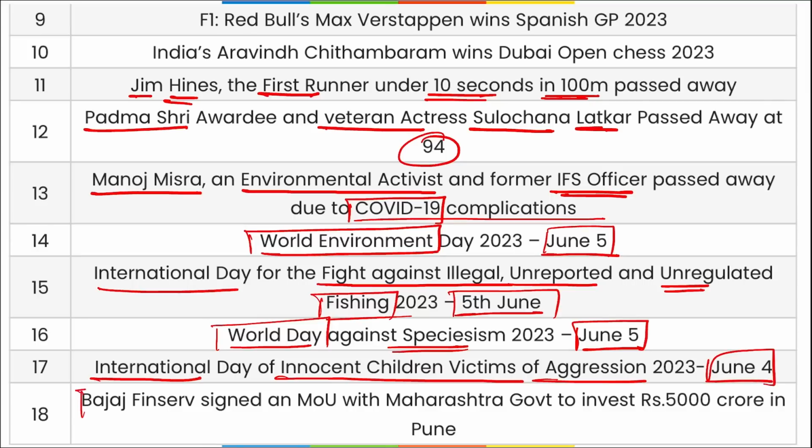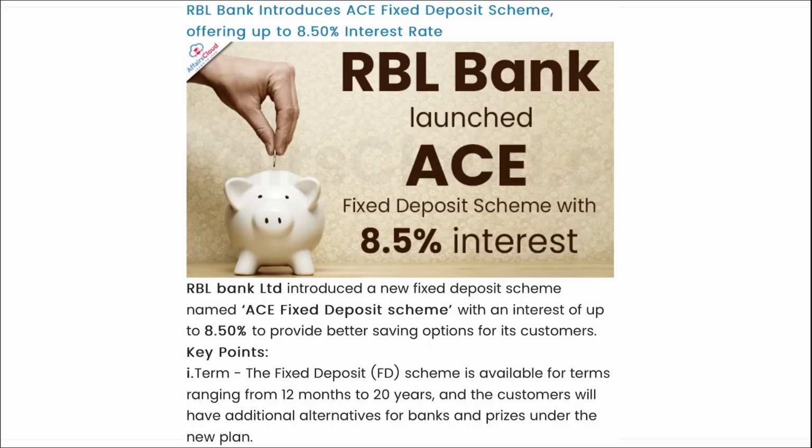And then there is state news that Bajaj Finserv signed an MOU with the Maharashtra government to invest 5,000 crore rupees in the state, in Pune. Correct? So these were your important days for the current affairs for the day. Now let's move to the revision part.